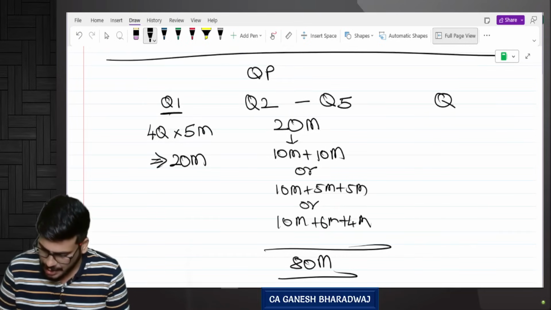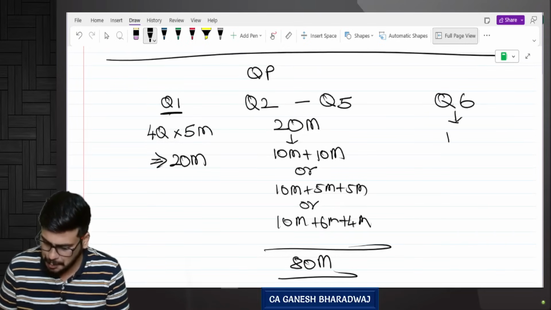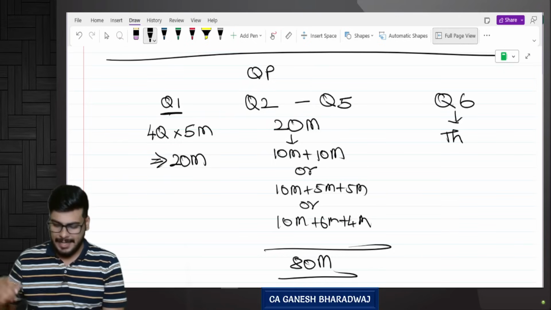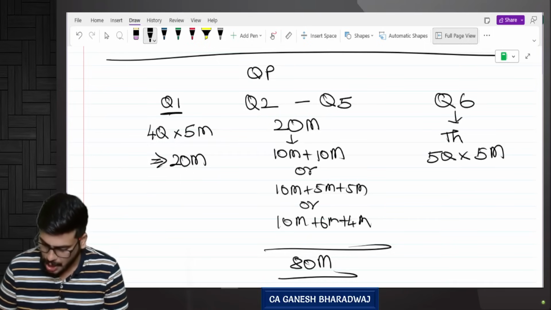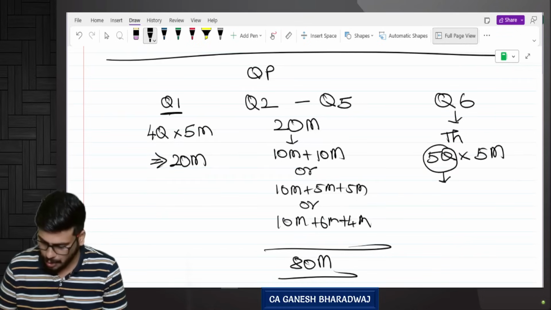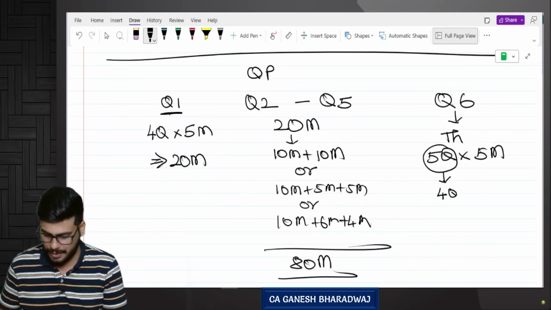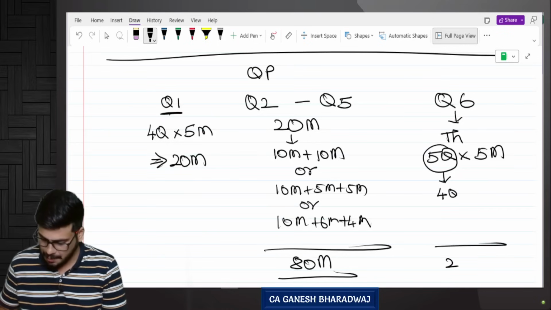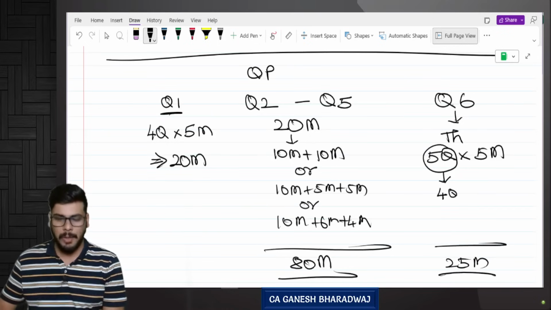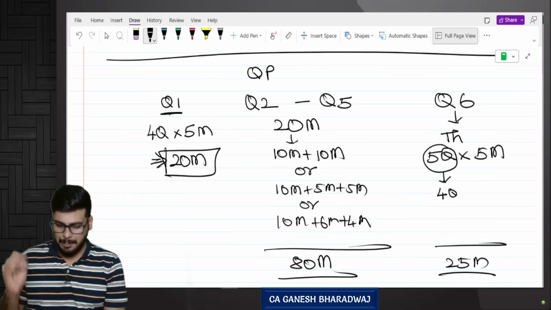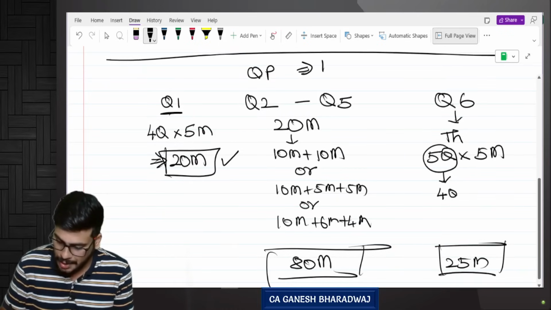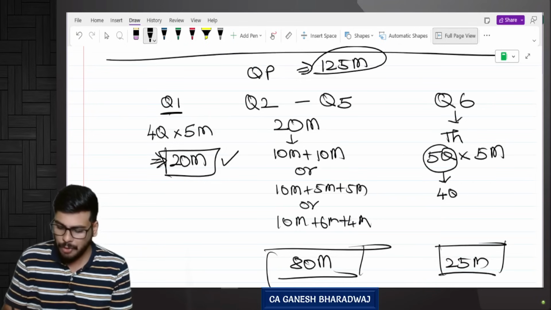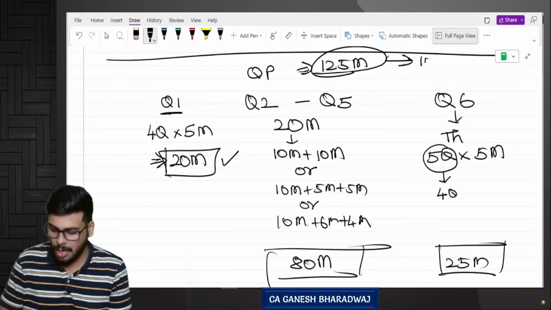And finally, you have question number 6, which is purely a theory question. In this theory question, you generally have 5 questions, each carrying 5 marks each. Out of these 5 questions, you are required to attempt only 4 questions. So 5 into 5, that makes it 25 marks. Overall, your exam paper will get printed for 20 plus 80 plus 25, which is 125 marks. Out of this, you need to attempt for 100 marks.